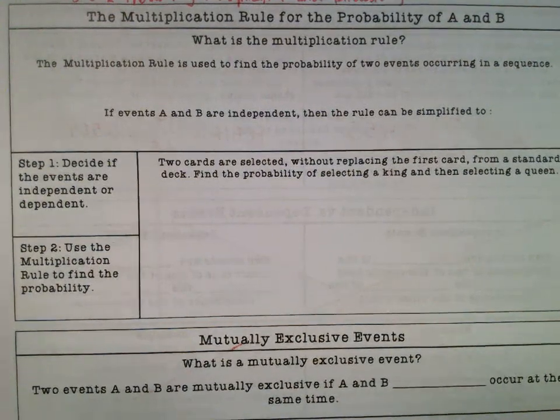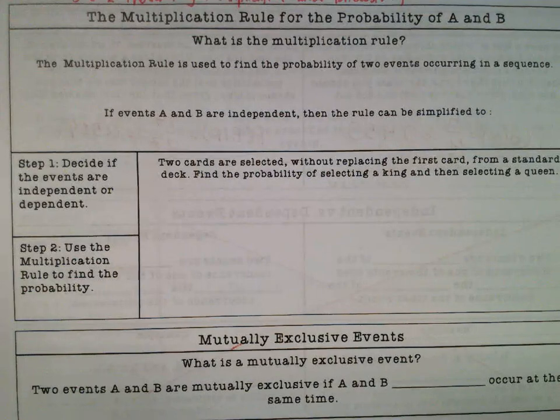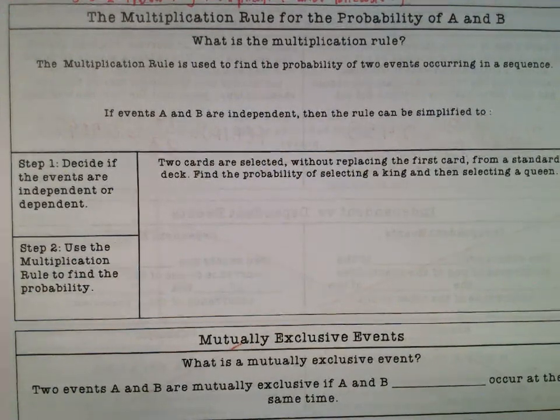So, the multiplication rule is used to find the probability of two occurring in sequence. When I say in sequence, I mean back to back to back. Most of multiplication probability is going to be dependent events. Very rarely do we actually have an independent probability and it's multiply the two together. Okay?